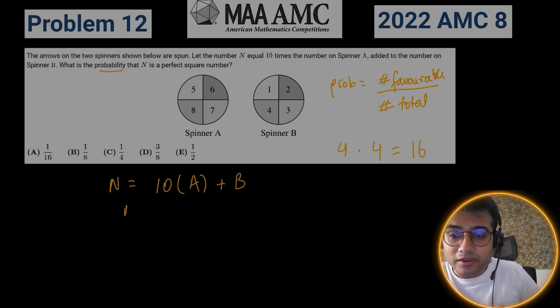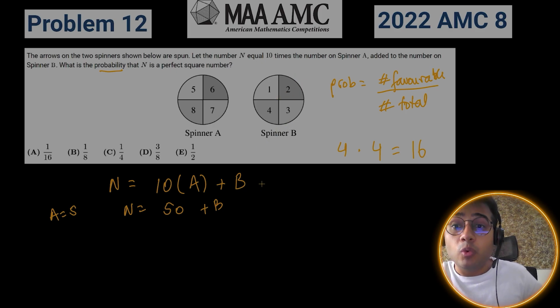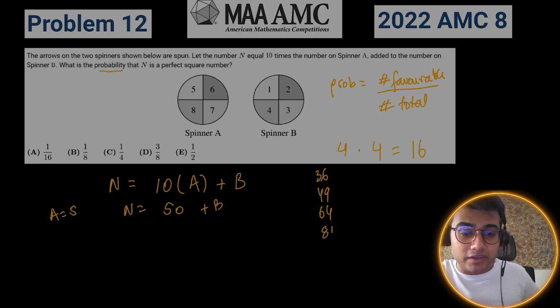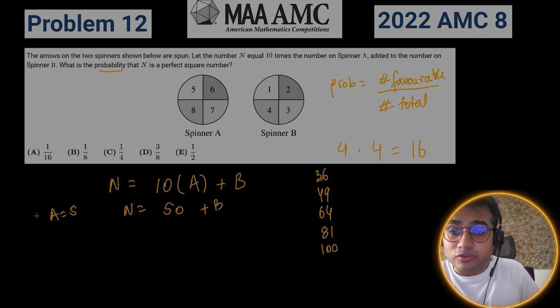So if A is 5, we get n equals 50 plus B. Now, is there an option here that will make it a perfect square? What are the perfect squares? Let's write them down on this side so that we can quickly check them out. The perfect squares we have are 36, 49, then 7 squared, 8 squared is 64, 9 squared is 81, and 100. So this should be enough, right? Greater than 50, the closest square is 64, and we don't have any number like that. So there is no perfect square we can make with A equals 5.